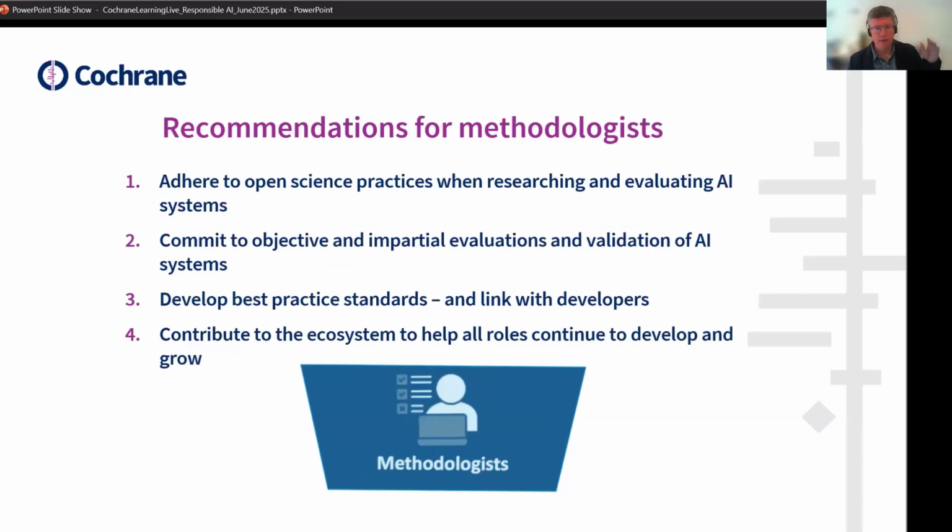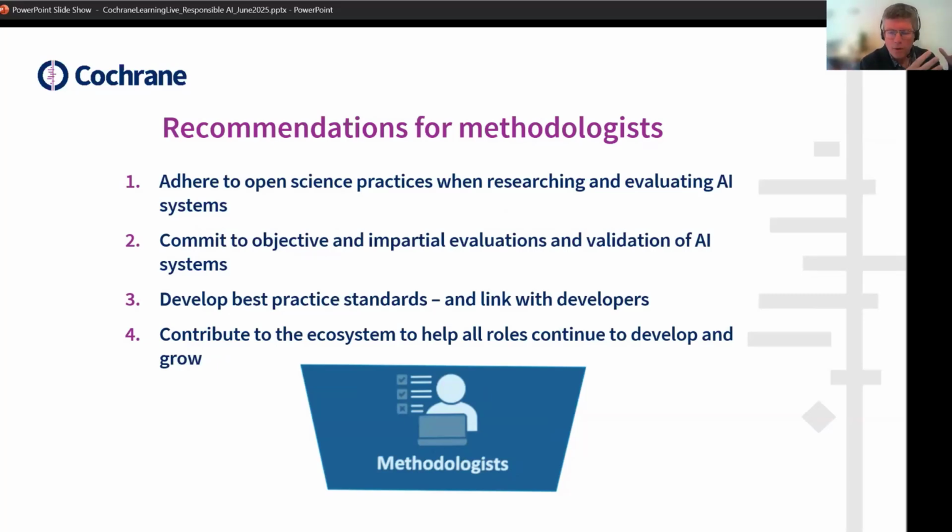In terms of methodologists, so those of us wearing a methodology hat, there are open science practices which we should try to adhere to when carrying out evaluations. And that's easy enough sometimes for those of us in an academic environment. But remember that the roles are not people. These are roles that are being played.